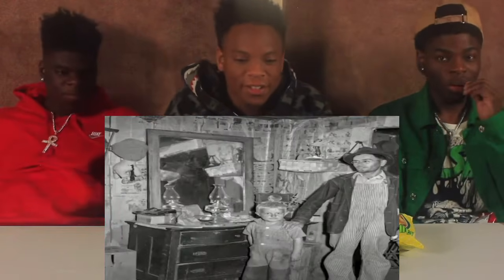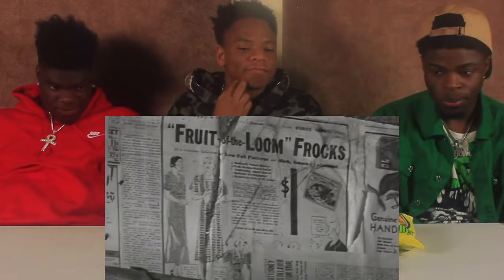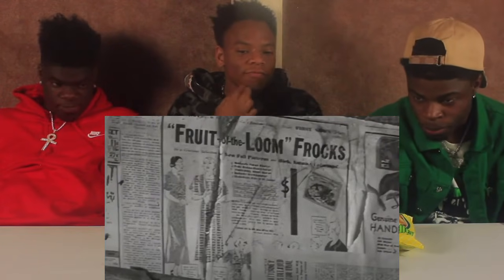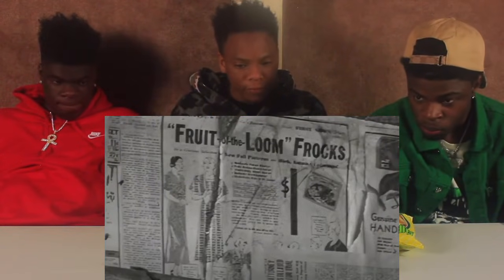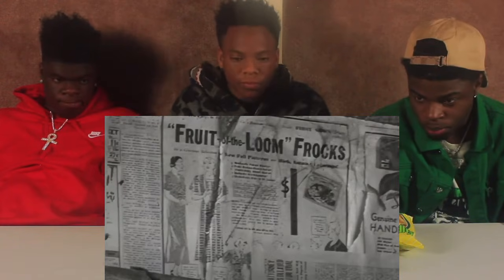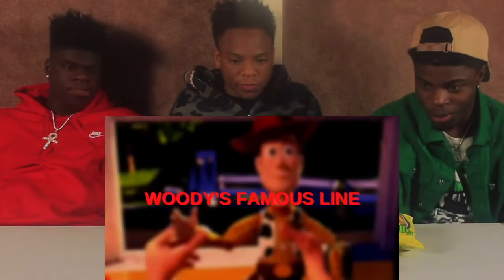I guess, and you can see on the top, there's the Fruit of the Loom logo with the cornucopia as well. I don't know guys, is this a Photoshop or is this evidence? Let me know.